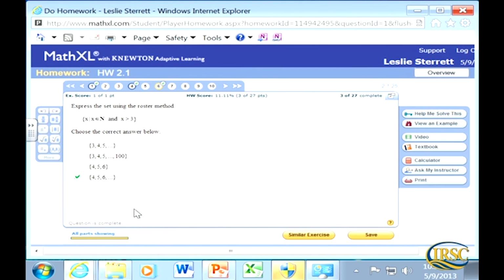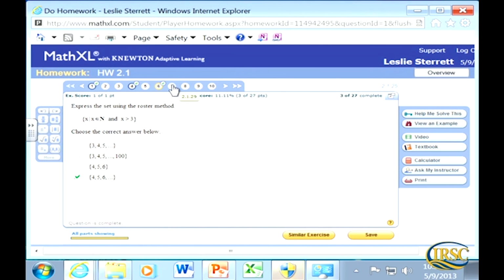All right, so good choice, because notice the first one included a 3, but it did not say greater than or equal to 3. Had there been an equal to part in there, then we would have included the 3. And then the second one, well, it stops at 100, but it doesn't say it's going to stop at 100. It says greater than 3, so keep going on forever. And then, of course, the third one doesn't have the ellipsis saying that we need to go on forever.